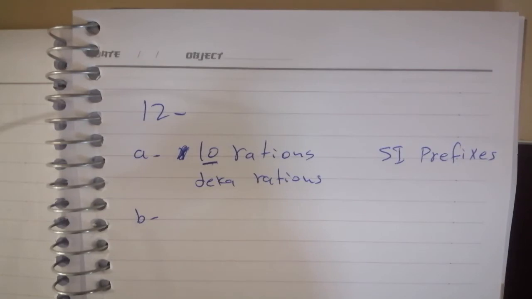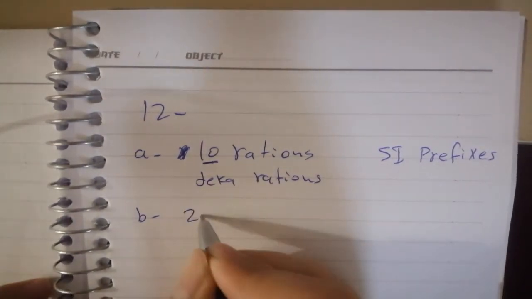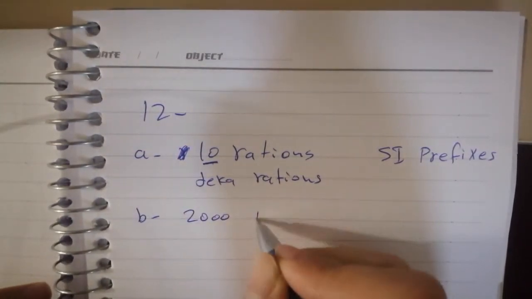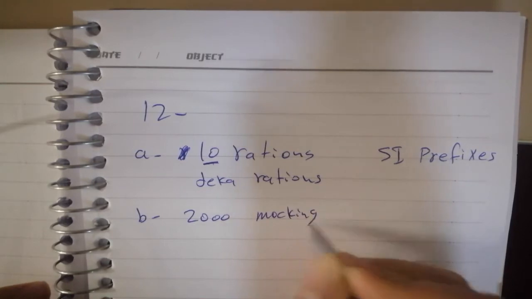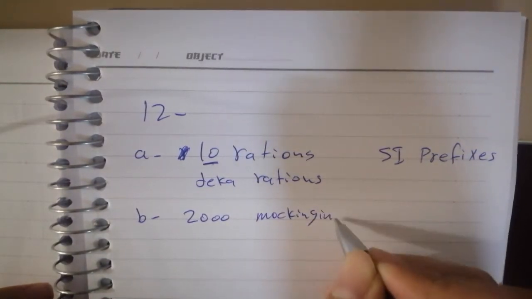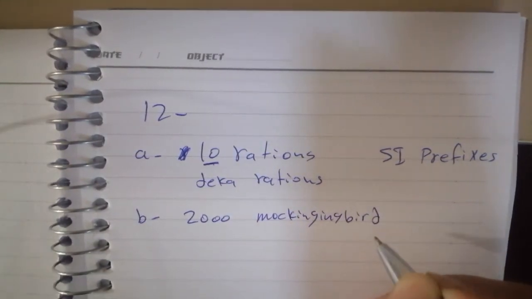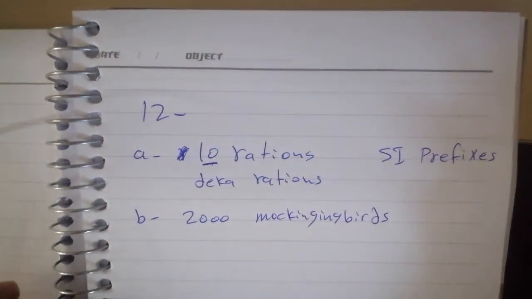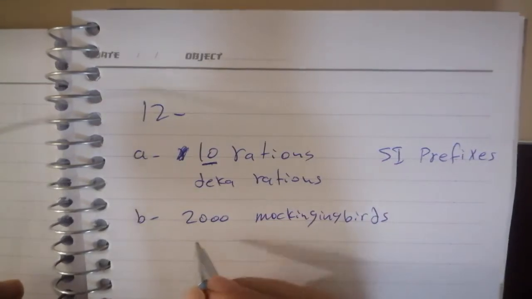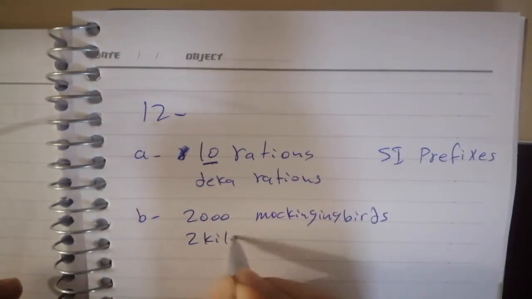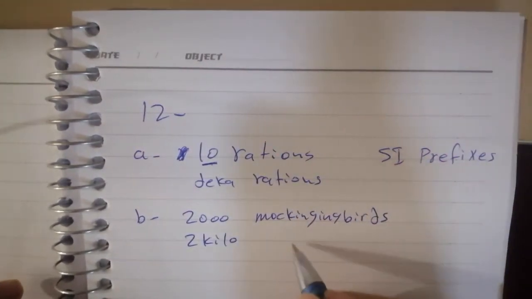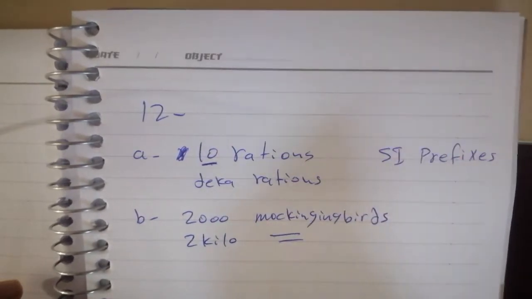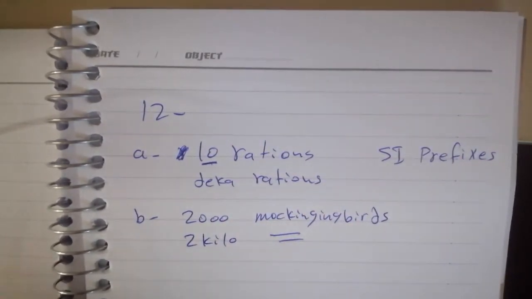It says 2,000 mockingbirds. How am I going to change that? Mockingbirds. So 2,000, how much does it mean? That means 2 kilo. 2 kilo mockingbirds. That's how you change it. This is, again, mockingbirds. I don't need to write it again. So that's B. What about C?